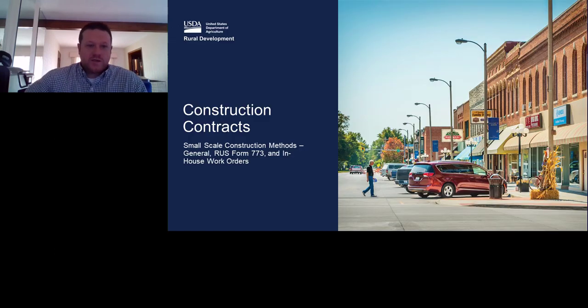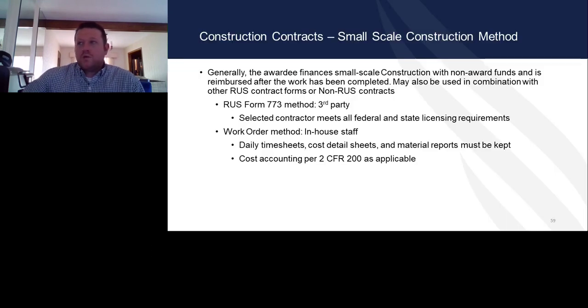Minor construction, 773 work orders. Generally, awardee finances small-scale construction with non-award funds and then is reimbursed after the work has been completed. May also be used in conjunction with other RUS contract forms or non-RUS contracts.